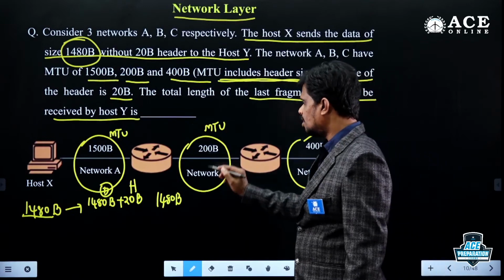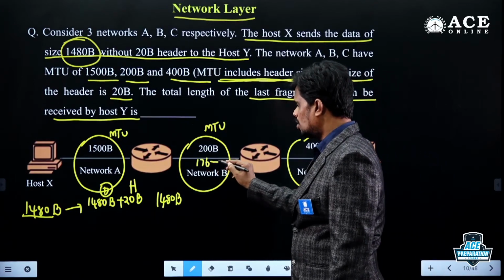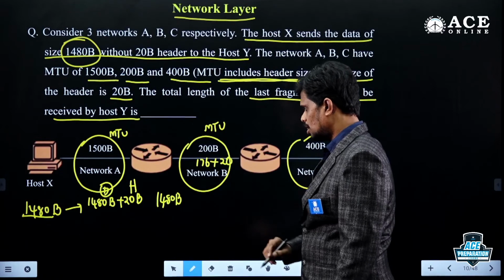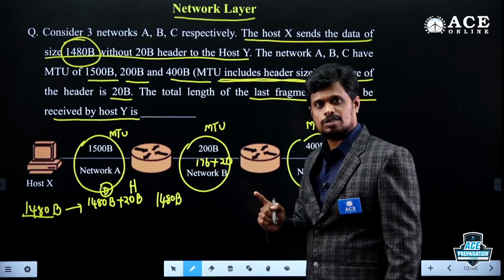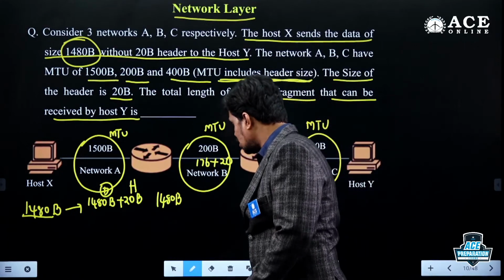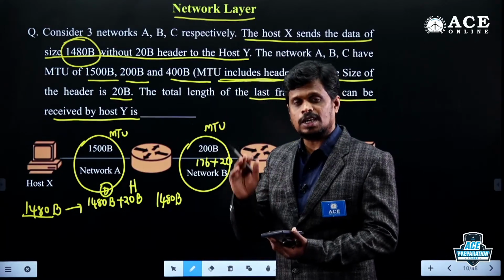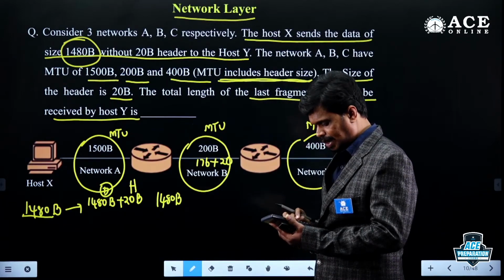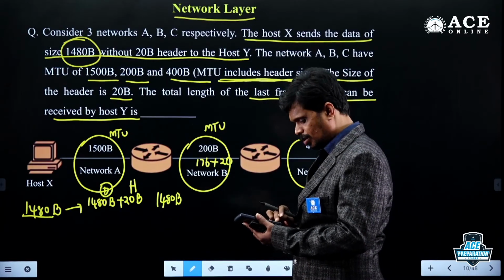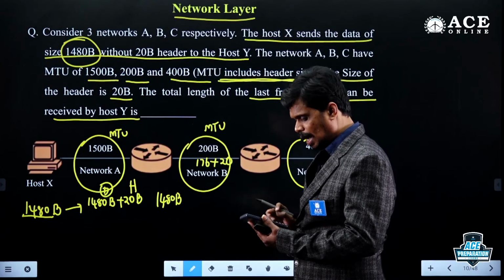So it means that this is going to be divided into 176 plus 20. So this 1480 is going to be divided into 176 fragments, right? So 176 worth of data in each fragment. So if you verify 1480 divided by 176, you are getting 8.4.